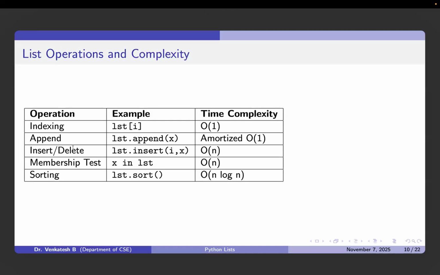Operations: indexing is an operation, append is an operation, insert and delete are other operations, membership test, that is whether an item is in a list or not, and sorting. To sort the elements in the list, we can just use sort. In the last class, we discussed that list elements can have their order changed. We can do that by using the sort option.